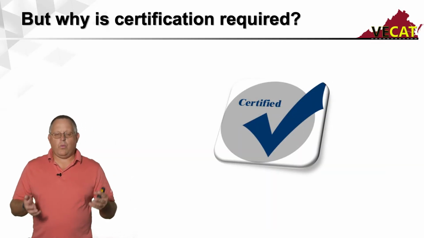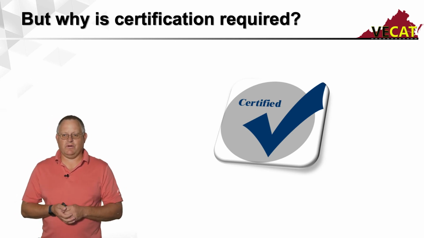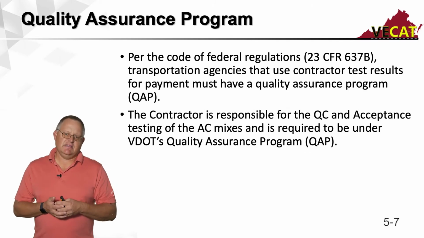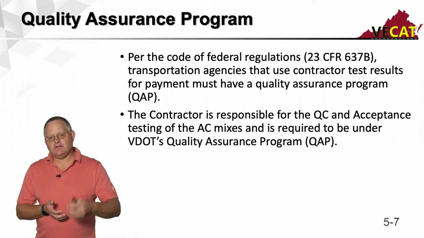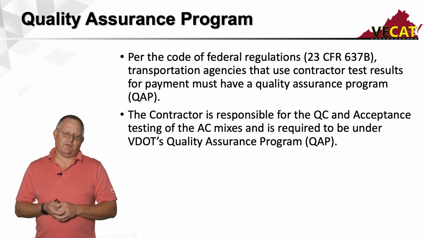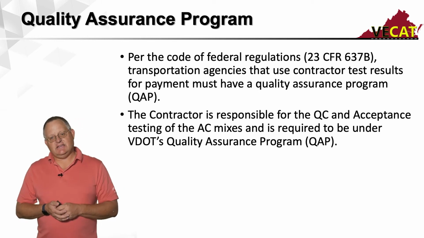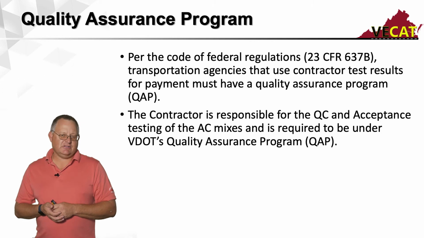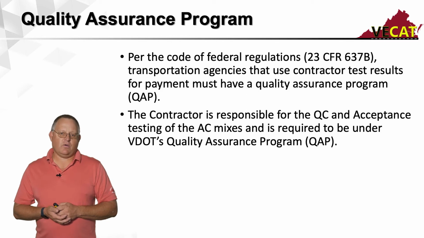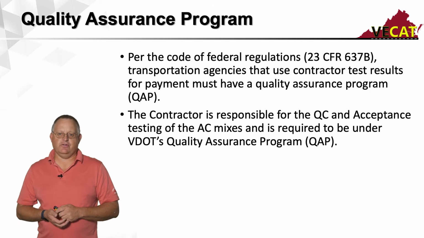So, why is a certification required? That's a good question. Pretty simple and straightforward. Code of Federal Regulations. Federal law basically says that if an agency uses contractor test results for payment purposes, the agency has to have a quality assurance program. So here in Virginia, the contractors do the testing of their mixes, AC content and gradation. Because they do AC content and gradation, and those results are used for payment, VDOT has to have a quality assurance program. It goes on to say the people have to be qualified in what they're doing.